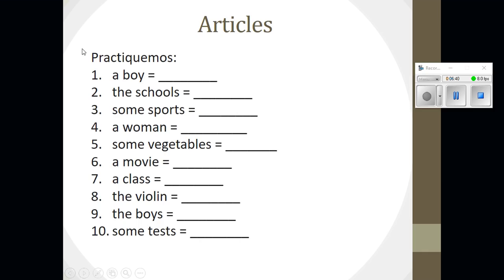Okay, practiquemos. Let's do the first one together. Then you'll pause the video and fill out the rest, and we'll go through the answers together. Okay, número uno, a boy. If you notice on your note guide, it tells you that there are two words that can mean a or an. They are un and una. Well, the word boy we know is chico. Chico is masculine. Therefore, we need to choose the masculine indefinite article. Un chico would be the correct answer. Please pause the video and fill out número dos through número 10.